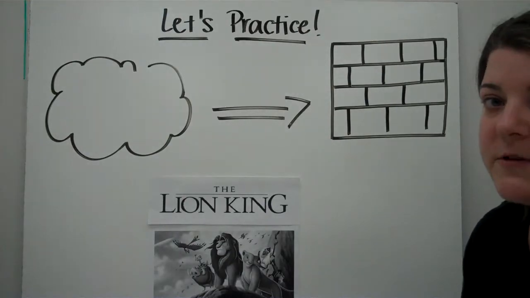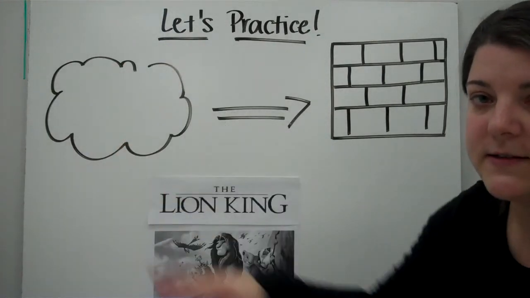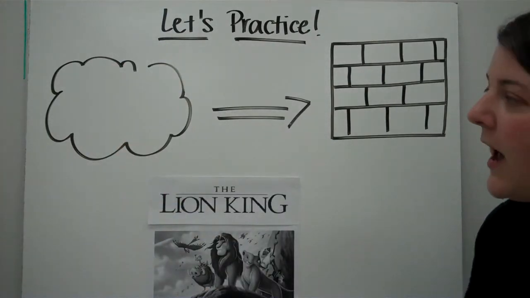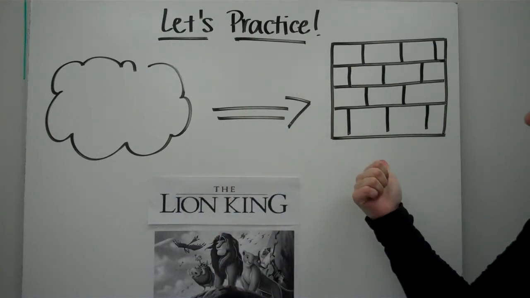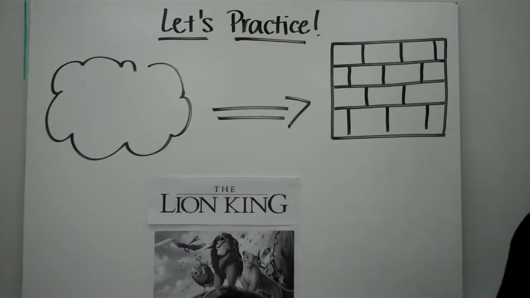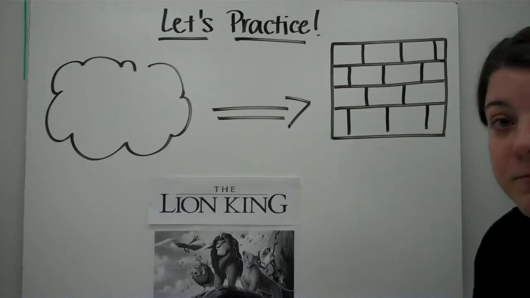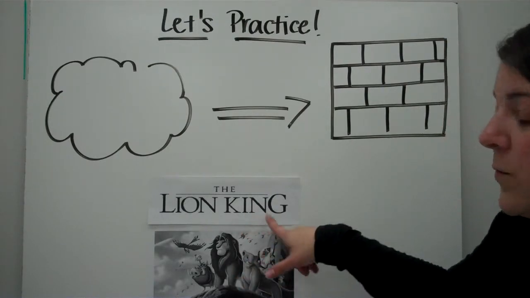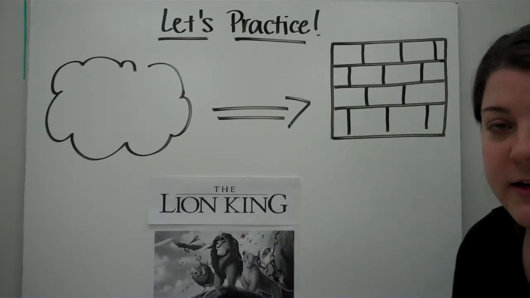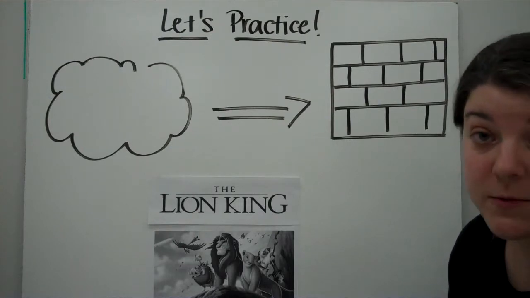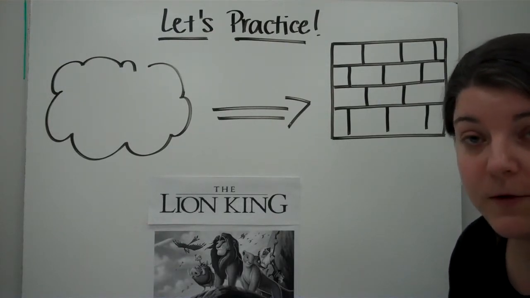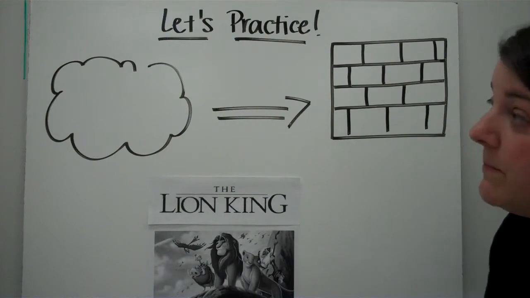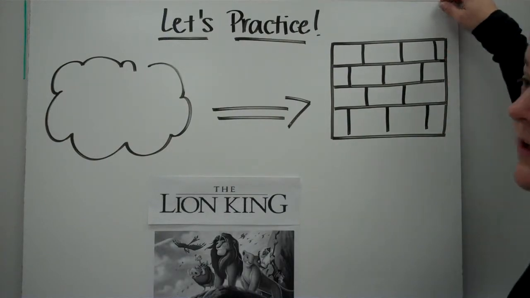Now, that's all well and good. But you say, okay, Miss Bullock, I've got this nebulous concept over here. That's awesome. How can I practice it and make it into a concrete thing that I can use every day in class? Okay, no problem. We're going to use Disney's The Lion King in order to do that. That's a movie that most of you have seen, and if you haven't, I suggest you do. It's a pretty good one. So let's talk about The Lion King.